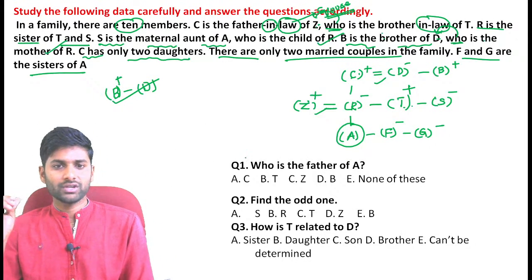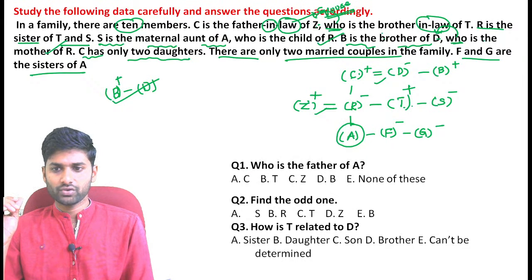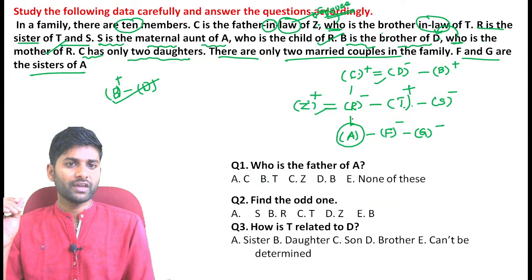Now, based on that question, just go through that. What are the different questions they have given? We already completed the arrangement. Who is the father of A? Father of A is Z, guys.